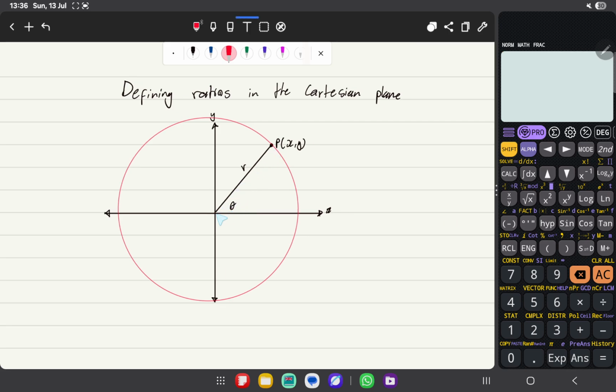If we draw a line from the center of the circle to the circumference, that line becomes the radius, right? And in drawing that line, we form an angle, which is theta. So in the Cartesian plane, angles are measured anti-clockwise. This is how we measure angles.